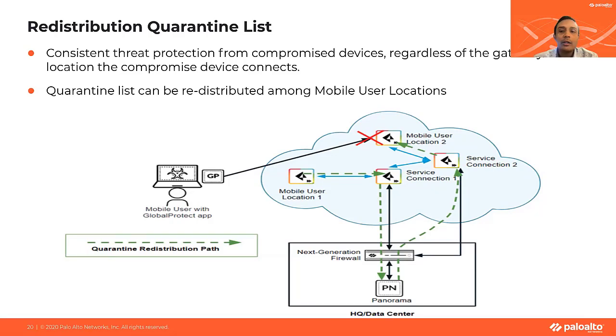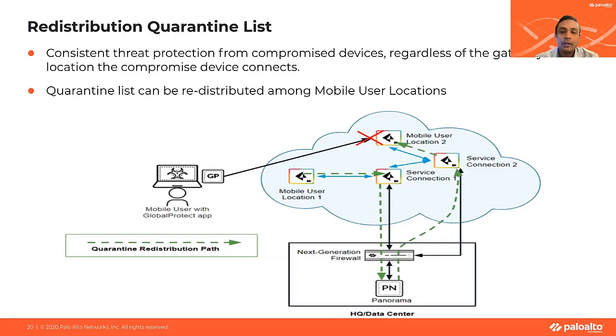So as we can see, the quarantine list within the Prisma Access infrastructure can be redistributed among the different mobile user locations, right? So let's say originally the device connected to mobile user location 1 and then the device got quarantined due to malicious activity. Now if the user tries to connect to mobile user location 2, then as the quarantine list of mobile user location 1 is redistributed among the Prisma Access mobile user locations, access for that user can be blocked or restricted as per your configuration using the quarantine feature.